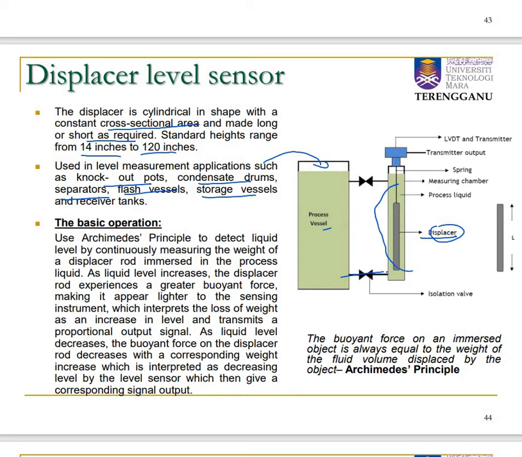When the level of the process fluid increases, this displacer will experience a buoyant force. The greater the buoyant force, the lighter the displacer becomes. So the loss of weight of this displacer interprets the increase in level, and this will transmit a proportional output signal. As liquid level decreases, the buoyant force on this displacer will decrease, and the weight also increases, which is interpreted as a decreasing level.